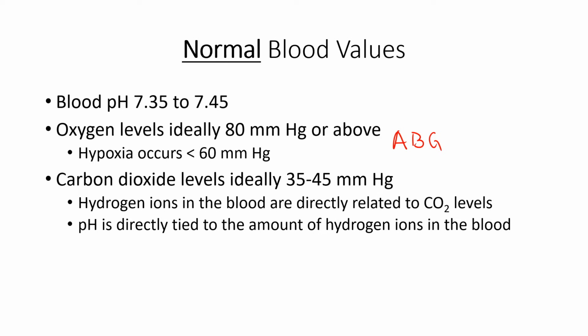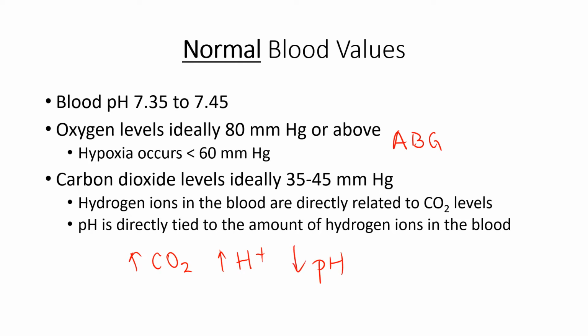I just want to make sure we tie all this together. Carbon dioxide is directly related to the number of hydrogen ions in the bloodstream, and the hydrogens directly drive the pH. So let's think of it this way. If I increase my CO2 levels, what's going to happen to my hydrogen ion levels? I'm going to increase the hydrogens because they're directly tied together. The more hydrogens you have, the lower that pH goes.